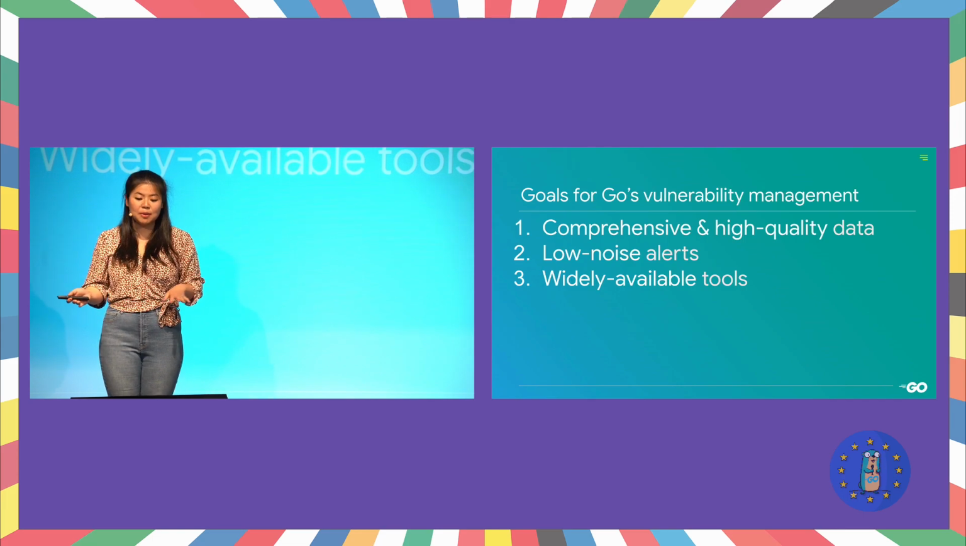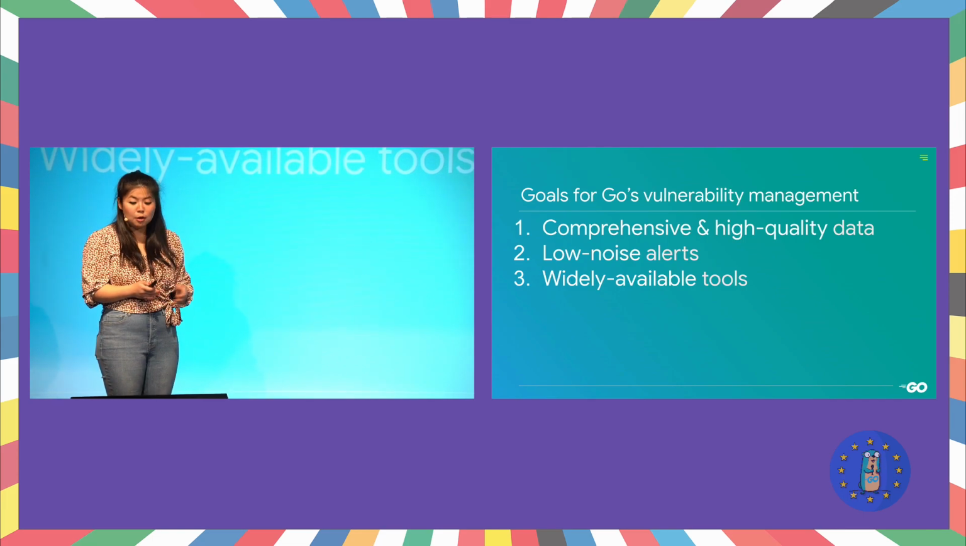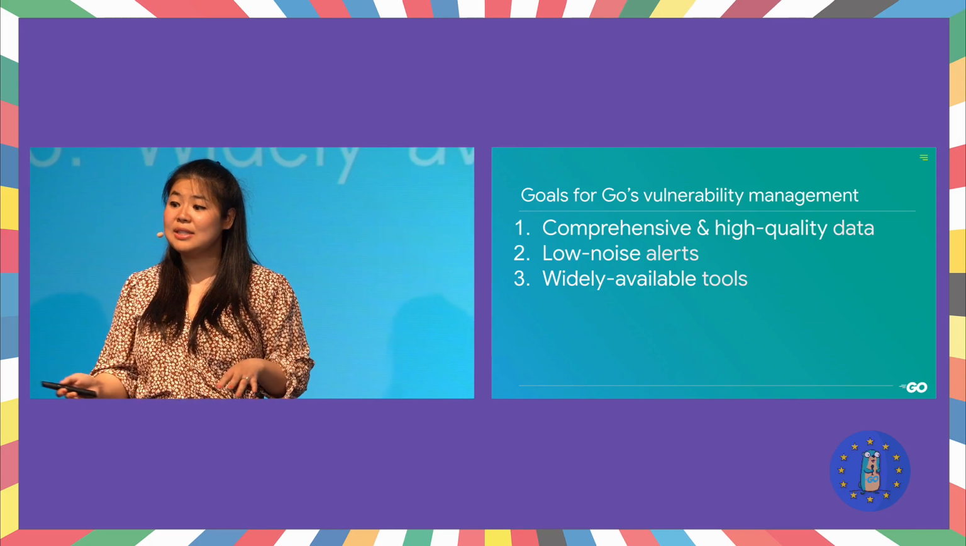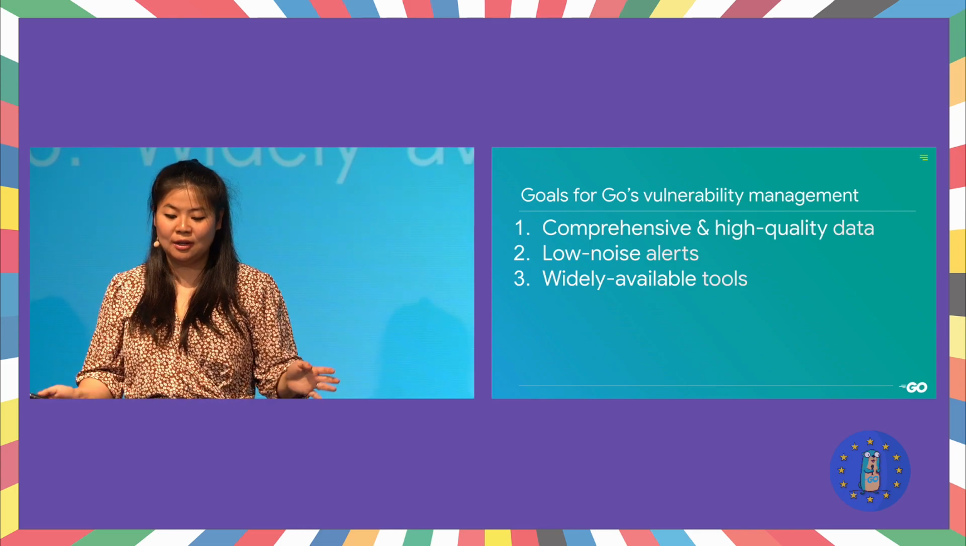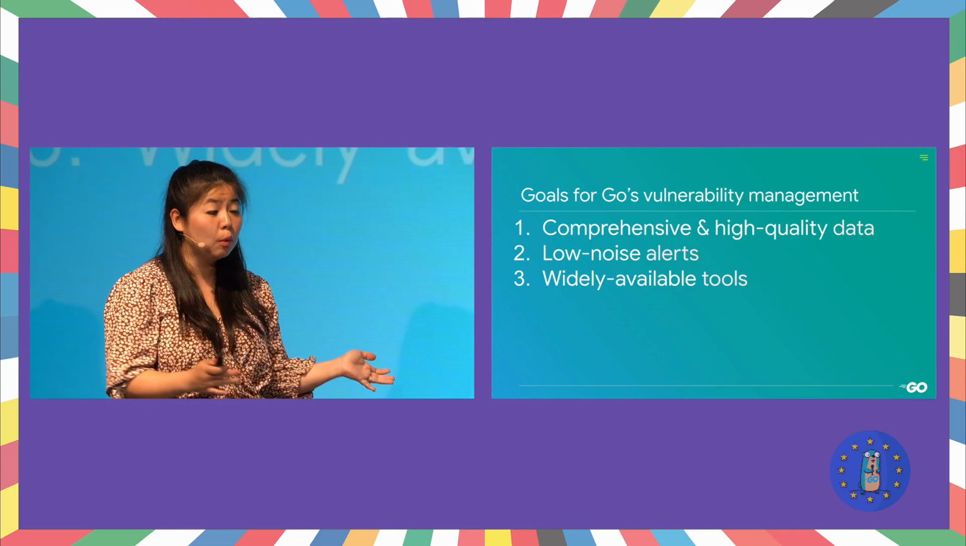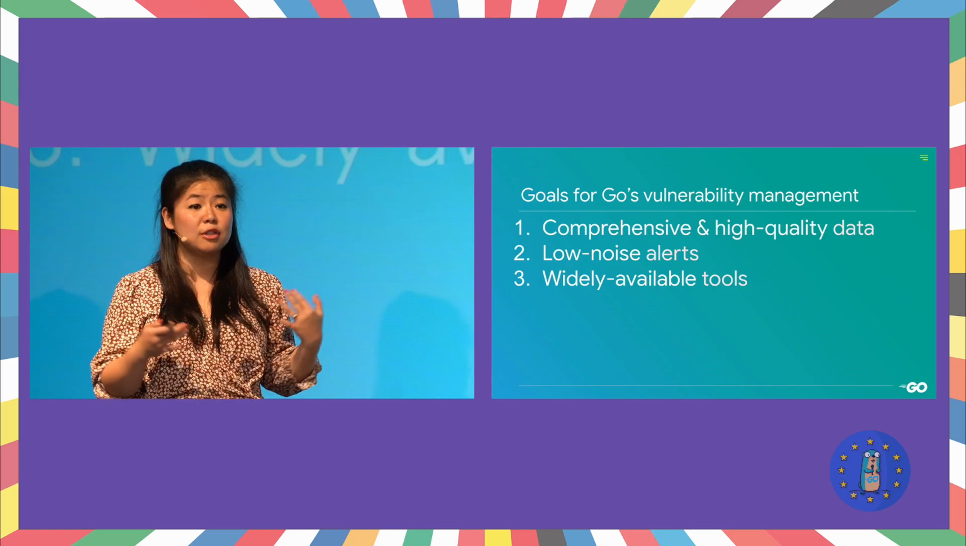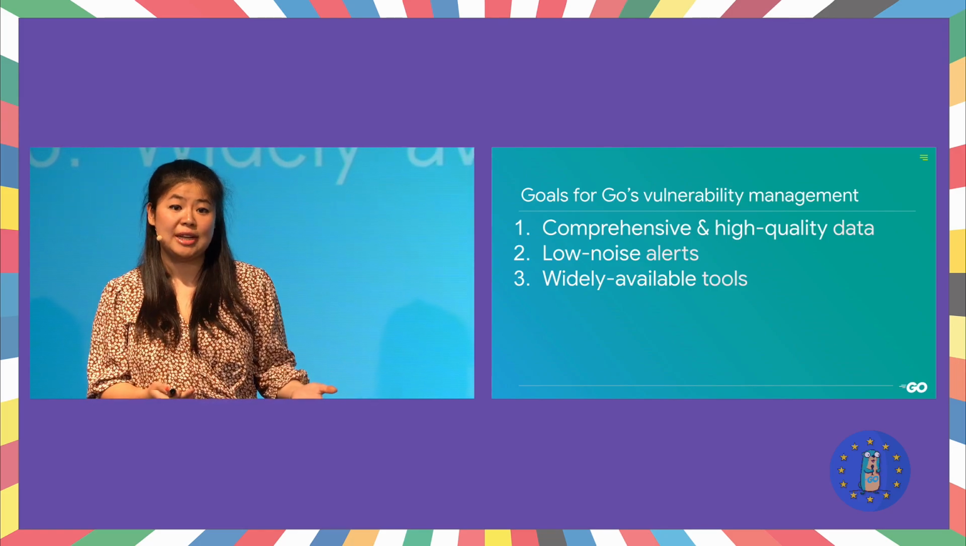The second is that we want our alerts to be low noise. We don't want to have to tell you to go and fix 15 vulnerabilities if none of them actually matter to you. And lastly, we want this information to be widely available. We want to bring vulnerability data to the tools that you are already using so that you don't have to go out there and figure out how to match it against your projects yourself.